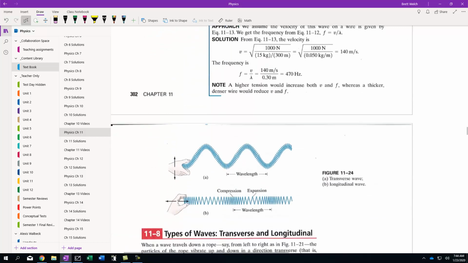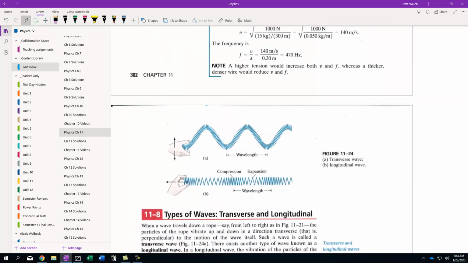Now, there are two different types of waves. There's what we call transverse and what's called longitudinal. Transverse is like the traditional sine wave look. It looks like a sine wave, and you can see the up and down movement as it transverses its axis, crosses its axis. The other type is a compression wave. We call it a longitudinal wave.